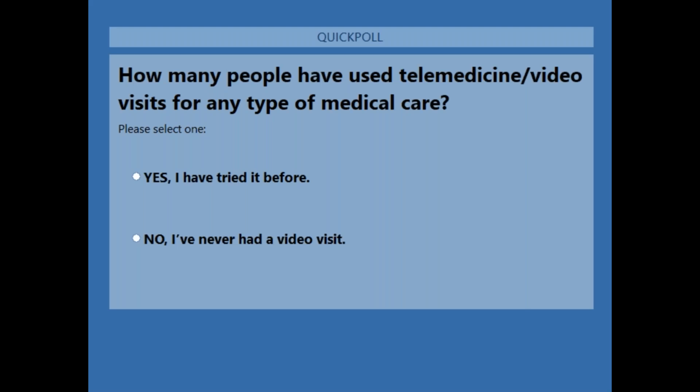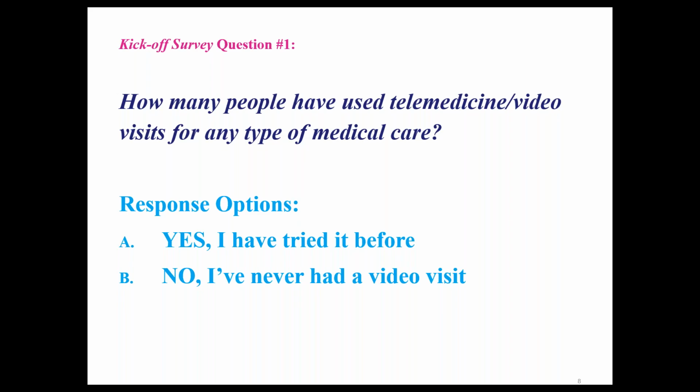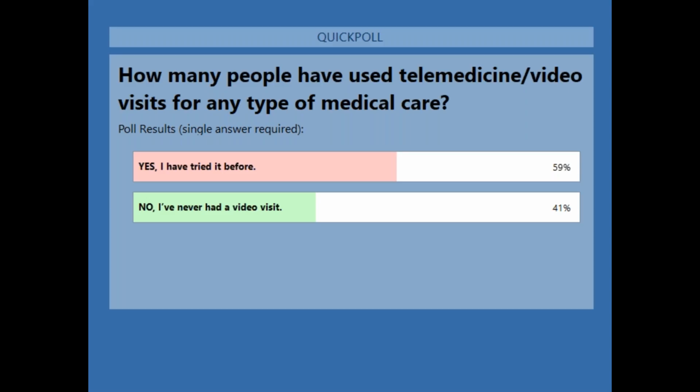All right, let's take a look and see what kind of results we have. So this is an interesting sign of the times that the majority of people on the call have tried using telemedicine or video visits for any type of medical care so far. So 59% of respondents have tried it and 41% have not.